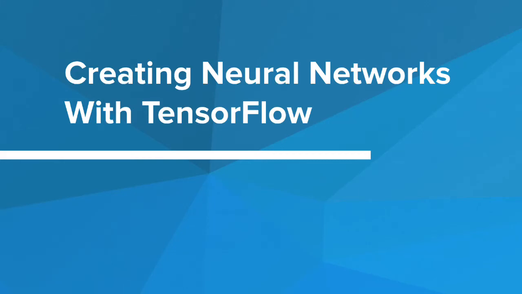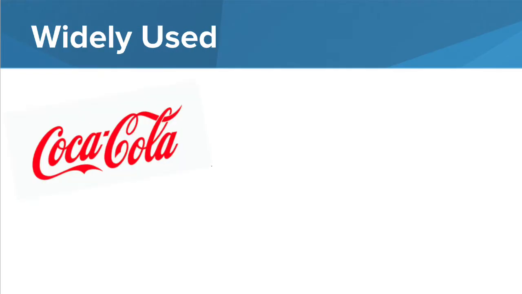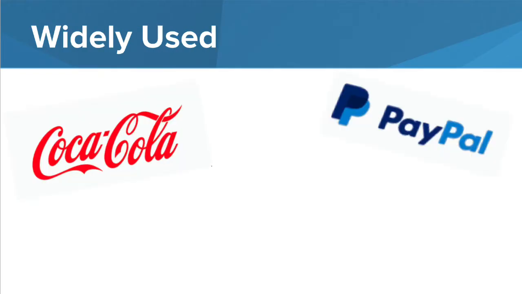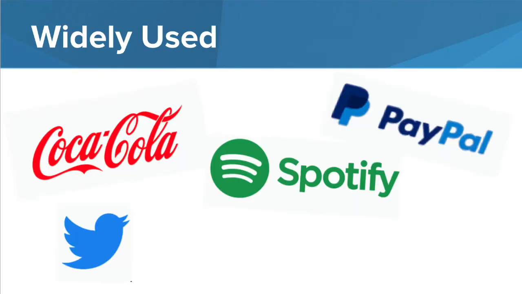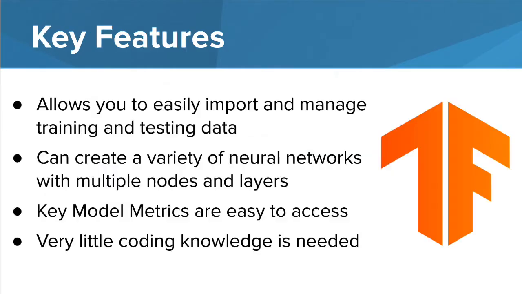Hi, in this video, we're going to discuss how to create a neural network with TensorFlow. So what is TensorFlow? TensorFlow is a free software library that can be used to create neural networks using some basic Python programming commands. TensorFlow is used by many different companies for many different AI applications. For example, Spotify uses it to make personal recommendations. Google uses it in several products such as search and translations.